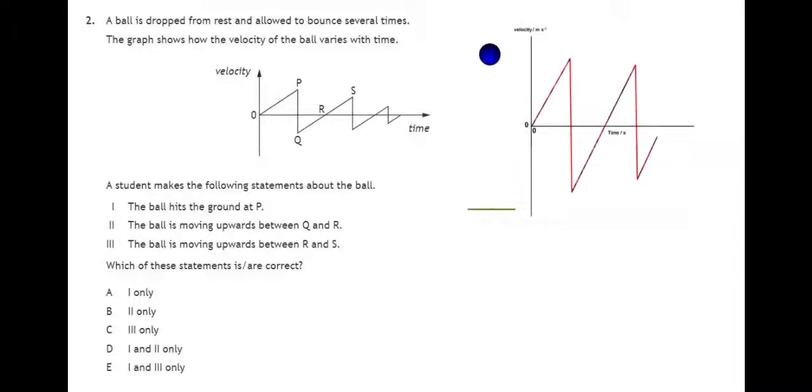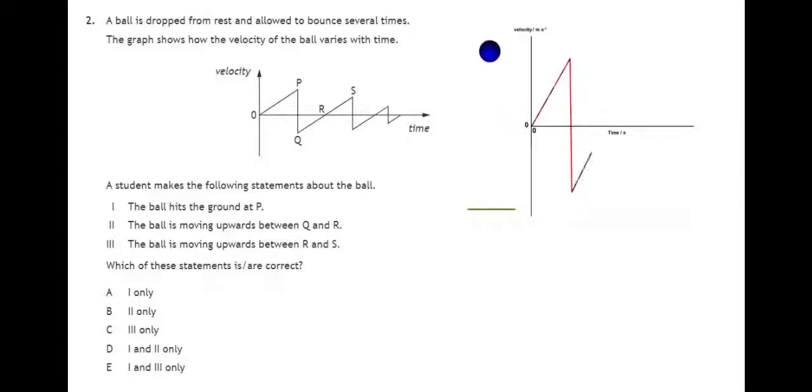Question 2. A ball is dropped from rest and allowed to bounce several times. The graph shows how the velocity of the ball varies with time. A student makes the following statements about the ball. Firstly, that it hits the ground at P. Secondly, that the ball is moving upwards between Q and R. And thirdly, that the ball is moving upwards between R and S. So let's have a look at what the situation really is.